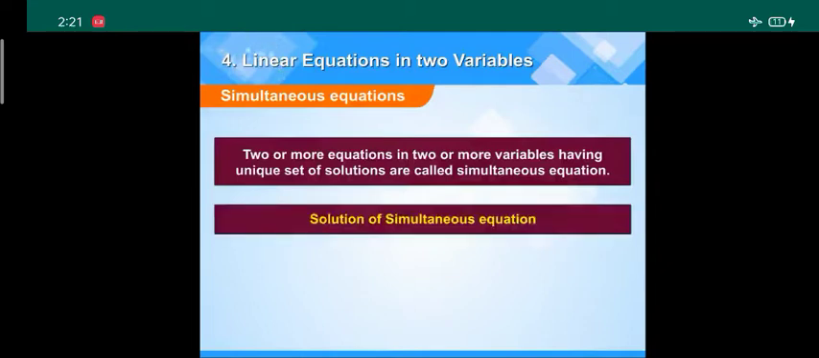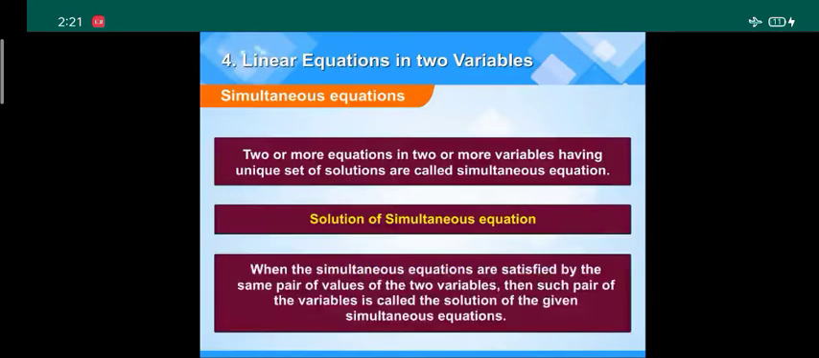Solution of simultaneous equations. When the simultaneous equations are satisfied by the same pair of values of the two variables, then such a pair of values of the variables is called the solution of the given simultaneous equations.